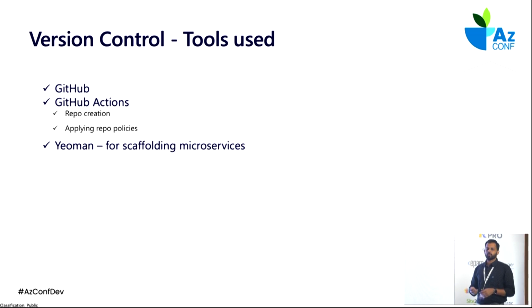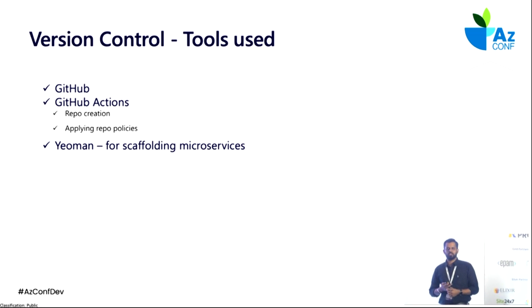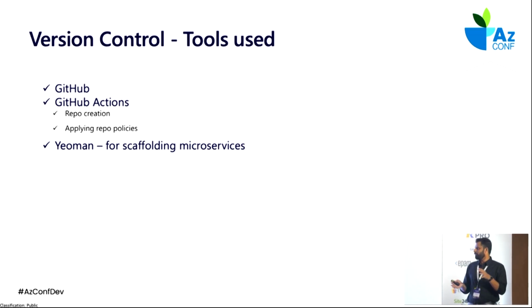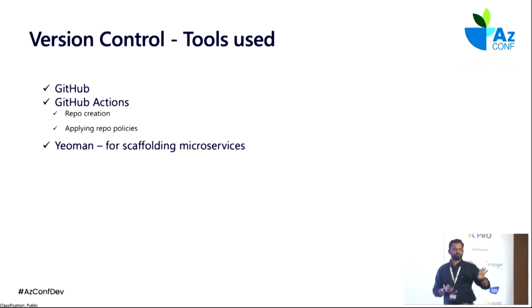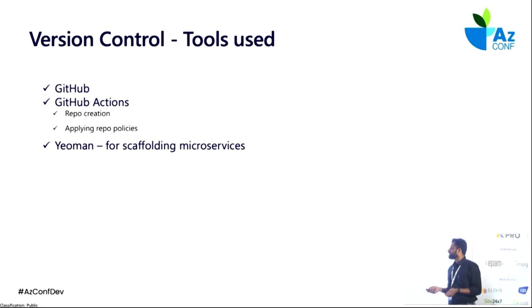And for scaffolding, we use a tool called Yeoman. How many of you have heard about it? Yeoman, yo. You say yo and then it will just create it, right? So that is what we are using. We've created a Yeoman-based template, and then a GitHub Action you trigger runs a Yeoman generator, generates a microservice, and gives it to you. So it's just a matter of a few seconds.